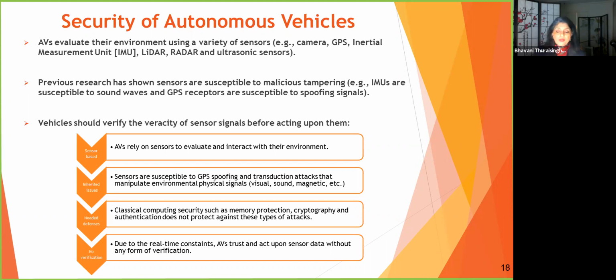So what do we have? AVs rely on sensors to evaluate and interact with their environments. Sensors, as we said, are susceptible to GPS spoofing and transduction attacks that manipulate physical environment signals like visual, sound, magnetic, and so on. And some of the traditional security, memory management, cryptography, and so on, is not sufficient because of the real-time nature. There are real-time constraints, and sensors are really tiny. They may not have a lot of memory, right? So a lot of those aspects have to be taken into consideration.